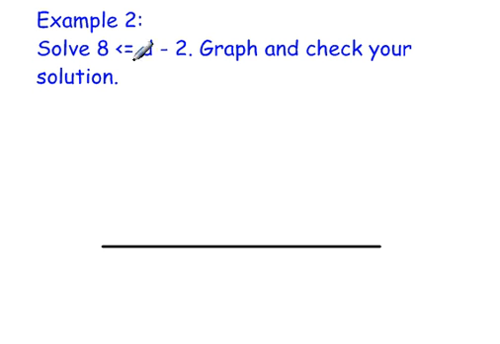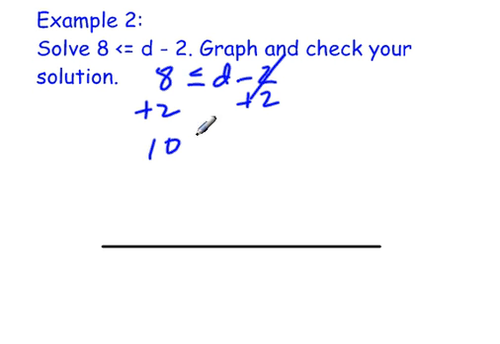Now, if we're going to work this, we need 8 is less than or equal to d minus 2. So we would add 2 to both sides, just like an equation. Okay, so I'm left with 10 is less than or equal to d.